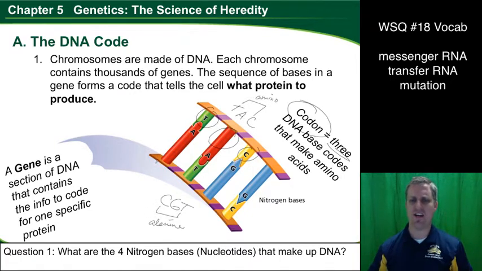So that's what the DNA code looks like. Remember, please don't forget that there are 4 types. We have adenine, guanine, cytosine, and thymine. Those are the 4 nucleotides that make up DNA. And that's going to be important as we go forward.